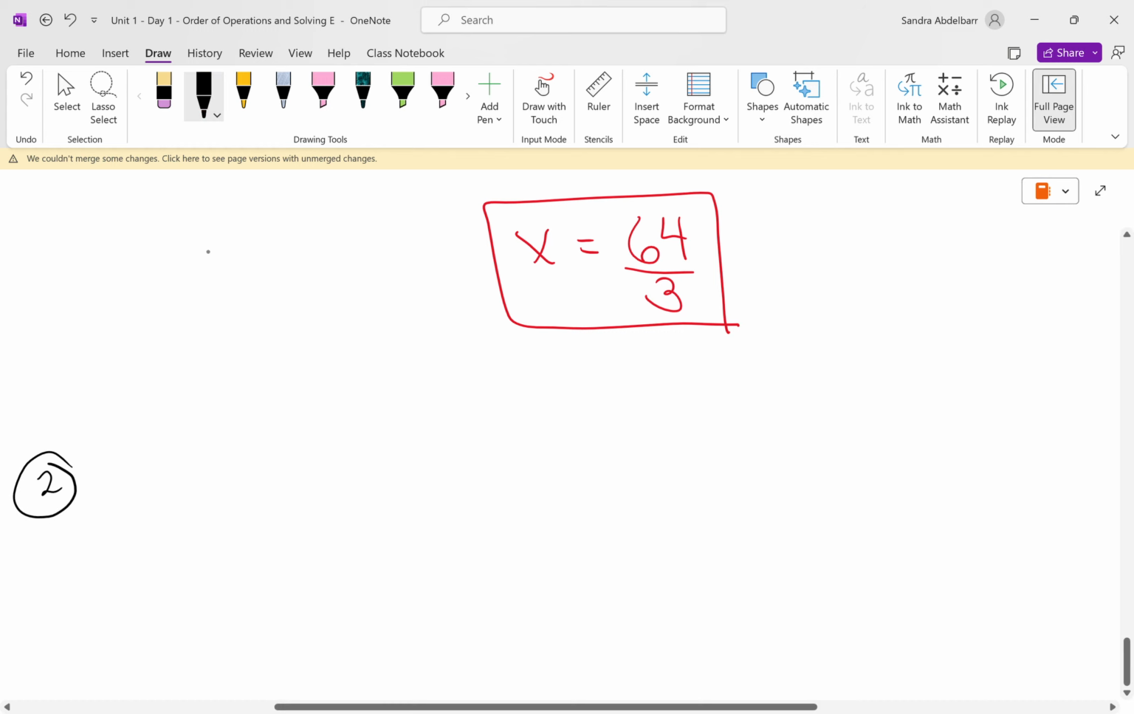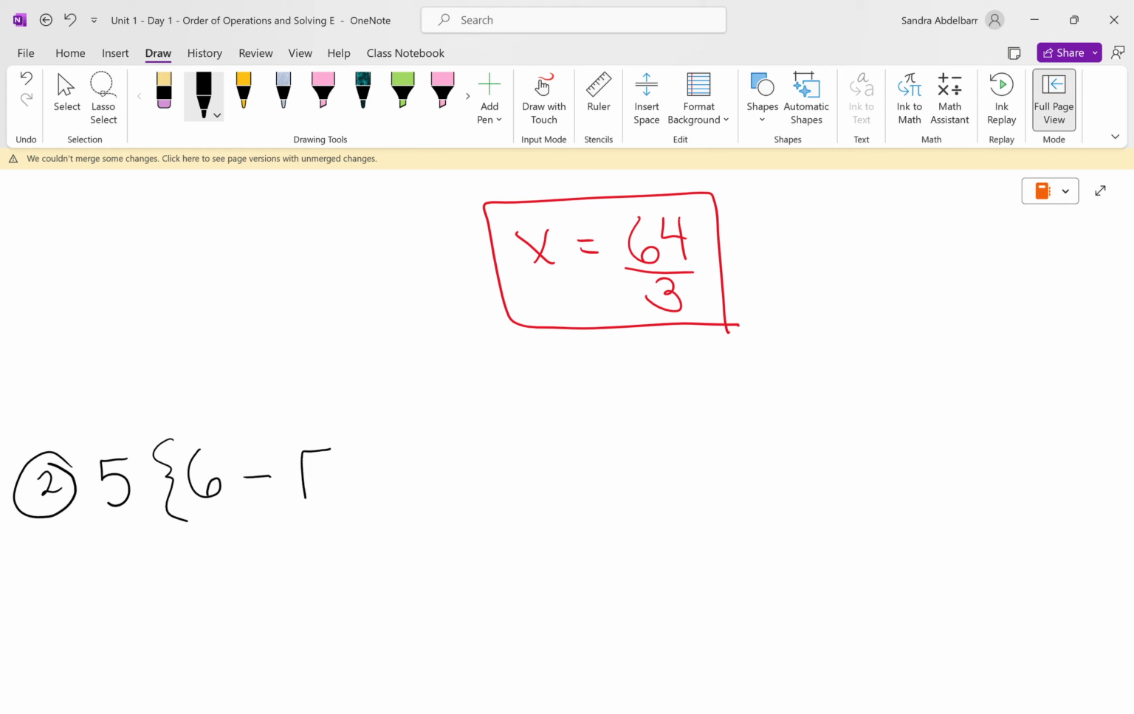All right, let's do another one. So now I'm introducing another type of bracket just for fun. I'm introducing the squiggly bracket. It's considered a parenthesis.